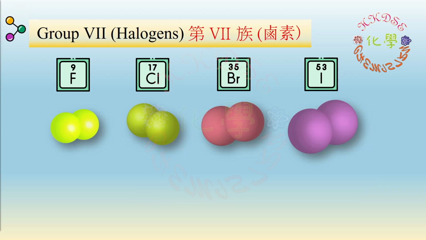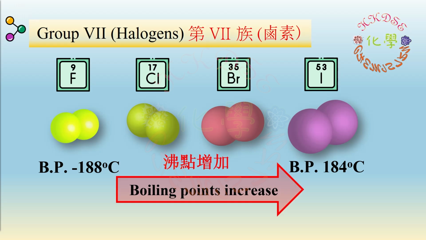Fluorine has a boiling point of -188 degrees Celsius, and iodine doesn't boil until 184 degrees Celsius. You just need to understand that the boiling point increases as you go down the group, because the molecules get larger, so there are more intermolecular forces between them.